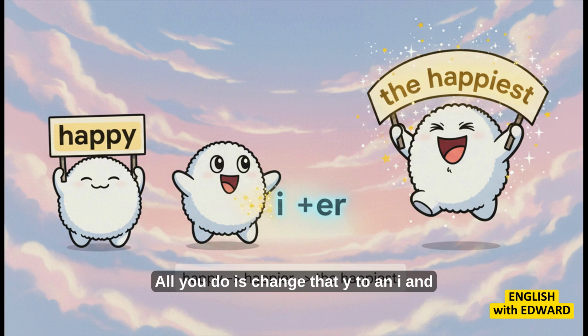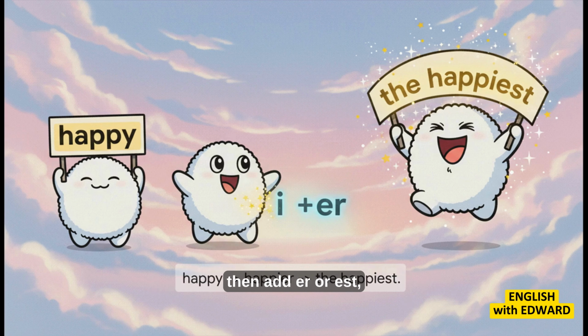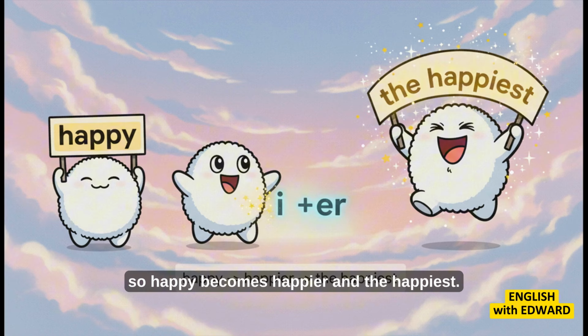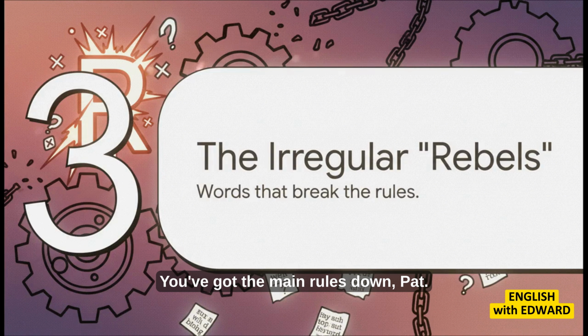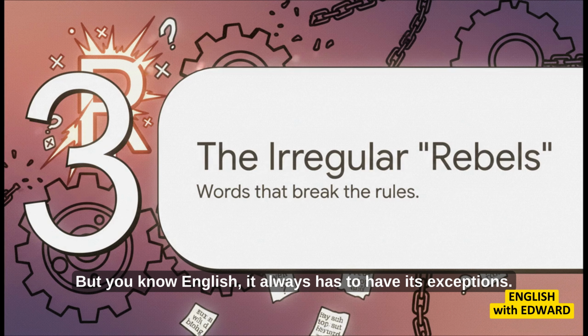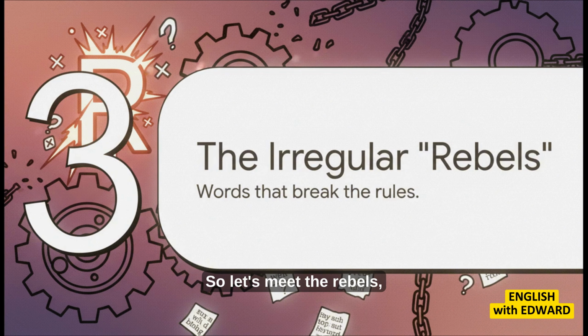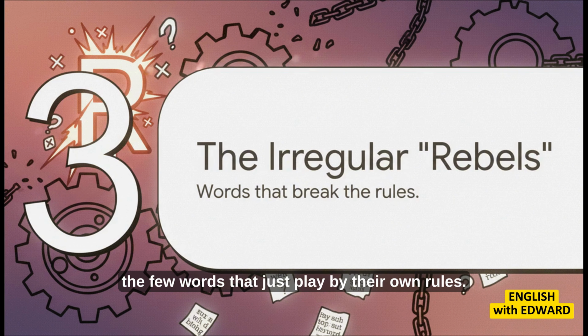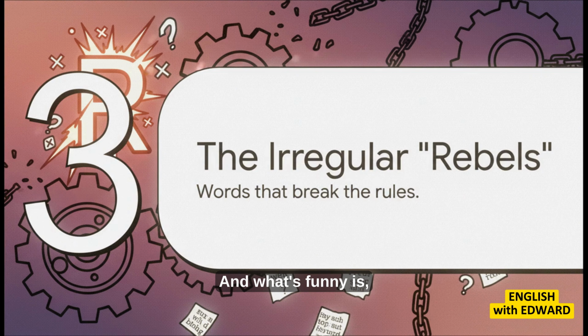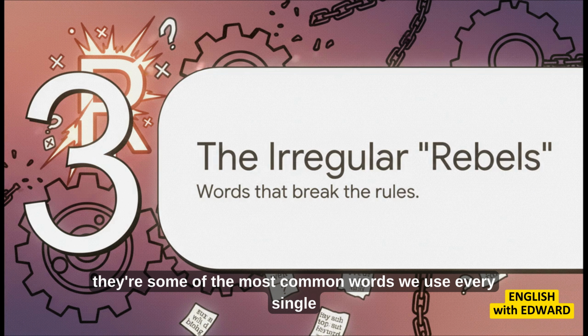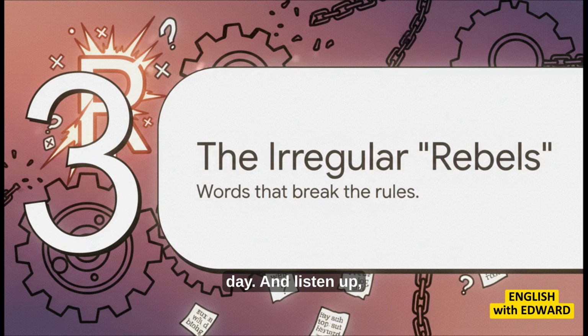All you do is change that Y to an I and then add ER or est. So happy becomes happier and the happiest. Okay, great job. You've got the main rules down pat. But you know English, it always has to have its exceptions. So let's meet the rebels, the few words that just play by their own rules. And what's funny is, they're some of the most common words we use every single day.